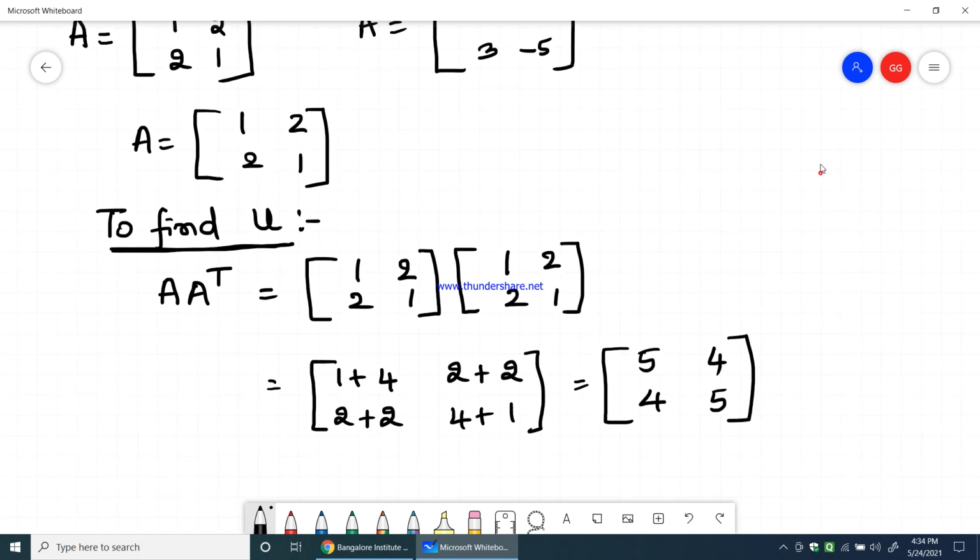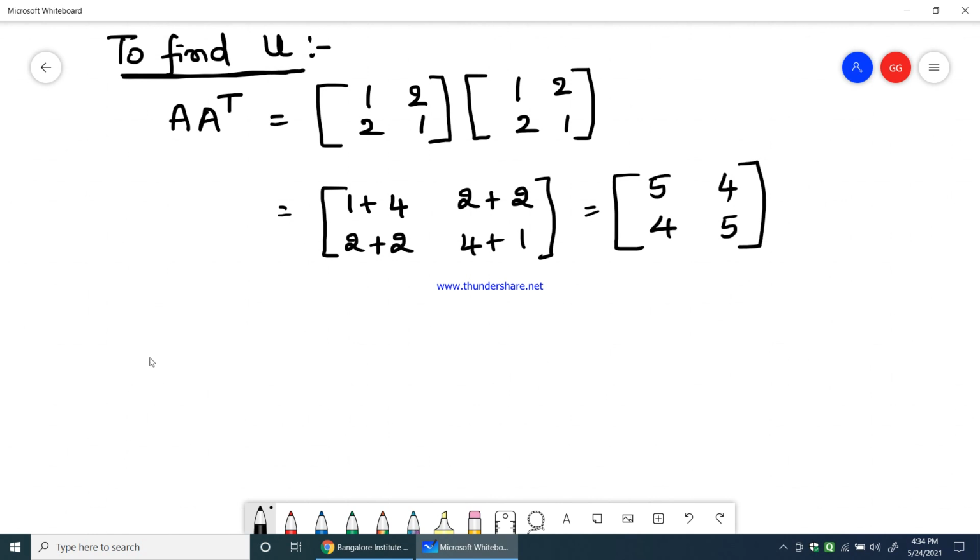Now, to find U, we need to consider the determinant of A A transpose minus lambda I equals 0 to find the eigenvalues first. First we will find the eigenvalues for this A A transpose. Based on those eigenvalues we find the eigenvectors, and by using the Gram-Schmidt process we will see how to write the vector U.